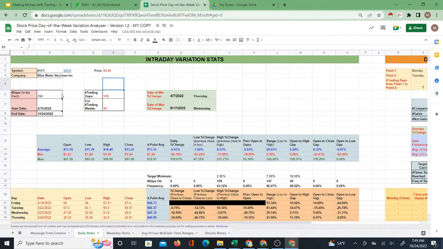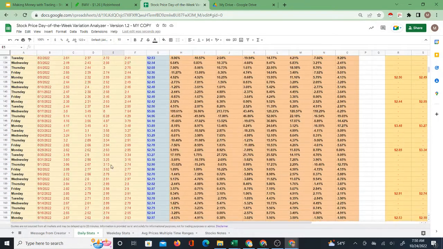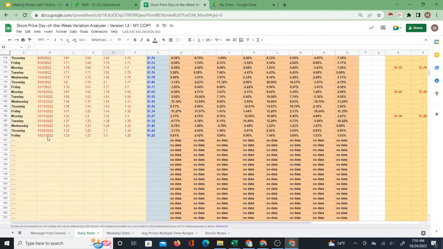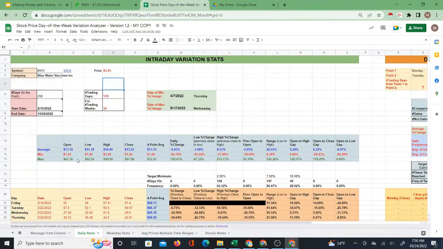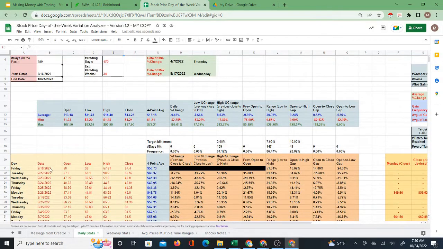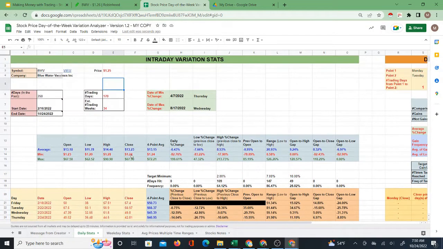So 250 days in the past, and what that does is it's going to pull all that data for the past 250 days in Google Finance. So you can see from October 21st, which was Friday. Today's the 24th, but starting February 18th, 2022. And it pulls the data for every single day that the market was open. Every single day we have the open, low, high, and close.